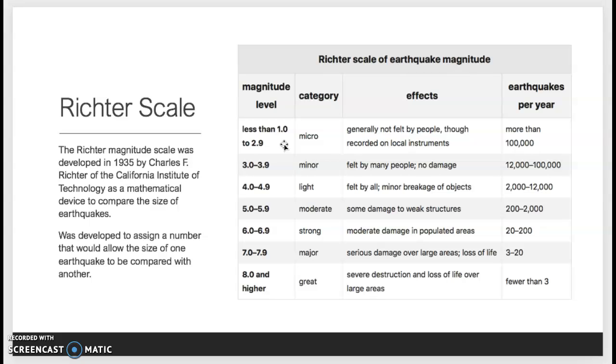Now, when you get into 7 to 7.9, you have serious damage over major areas. It's a large destruction zone. Loss of life is very common, and there are 3 to 20 of those a year.